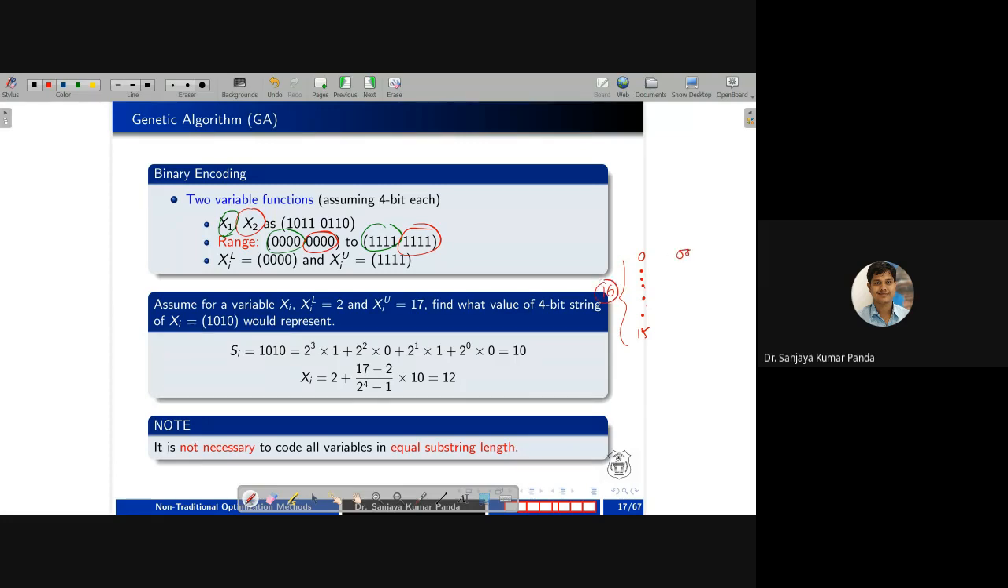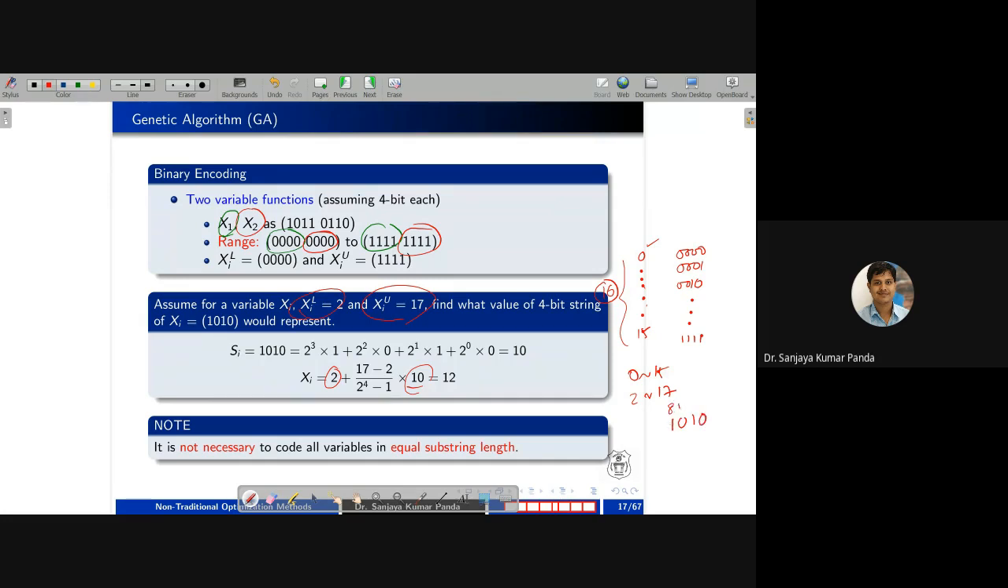The first item you will represent as 0000, then 0001, then 0010, like that, and the last item is 1111. Right? It is not necessary that you start with the scale of 0 to 15. The scale of 0 to 15 is the same as the scale of 2 to 17. If your lower limit is 2 and the upper limit is 17, then you have to add the lower limit, then take the upper limit minus lower limit divided by 15, multiplied by the decimal value, which is 10. That means representing 1010.